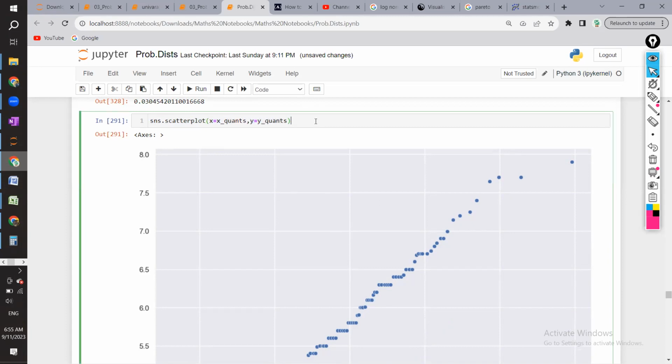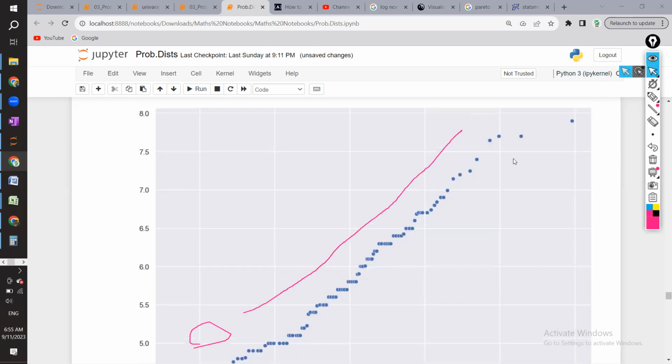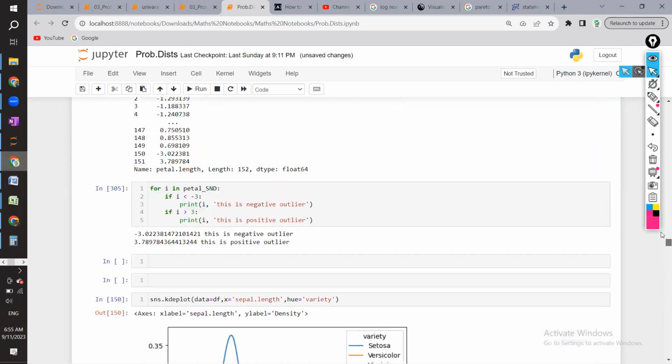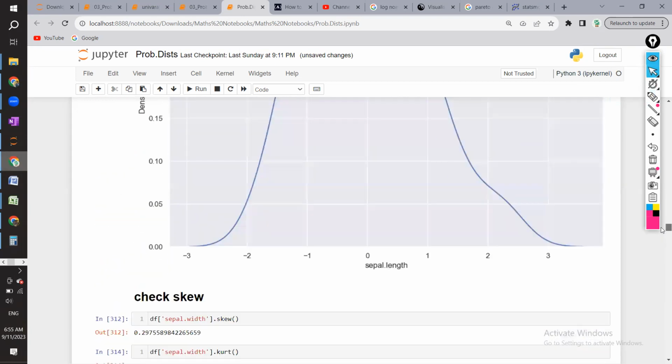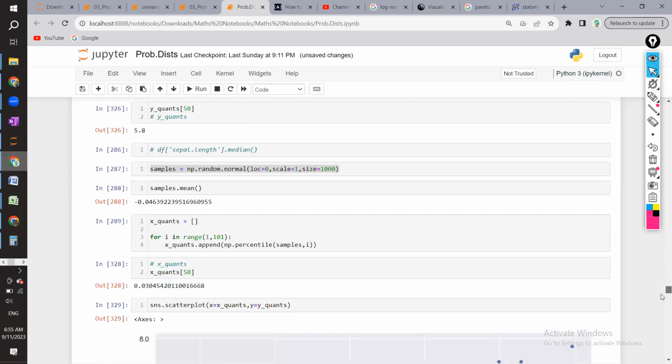Once you draw this, can you see? It is almost following a straight line. Agree? Only there is some deviation over here, a small deviation. Almost clear. So same thing, when we see here, it is almost looking like a normal distribution. So that's why the graph is in a straight line.